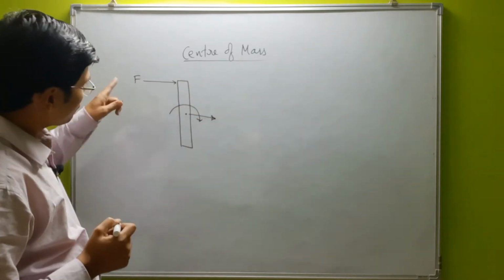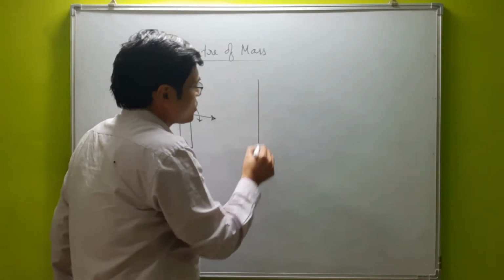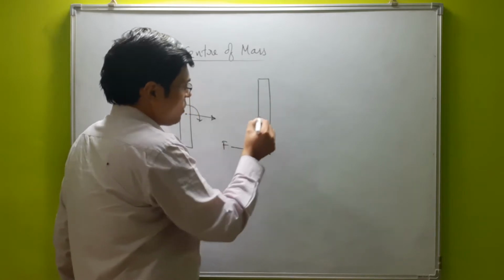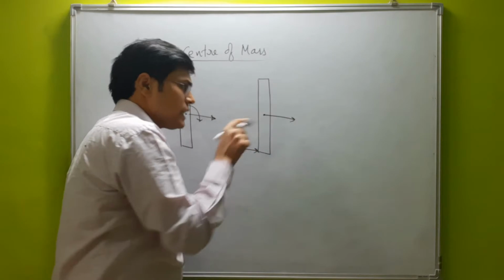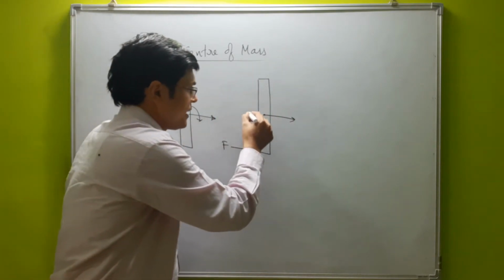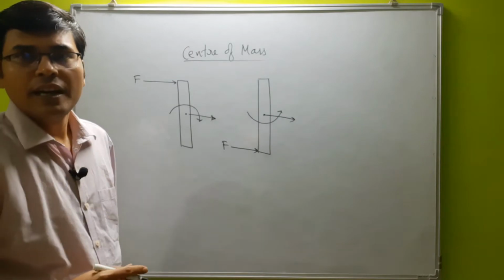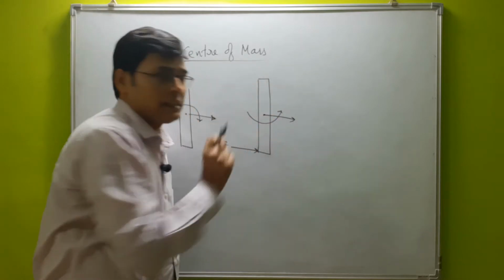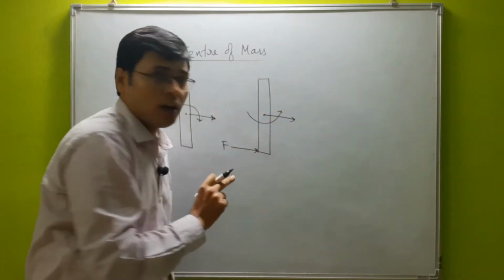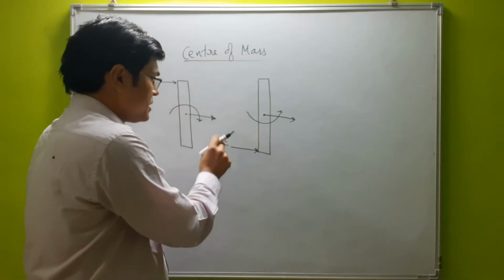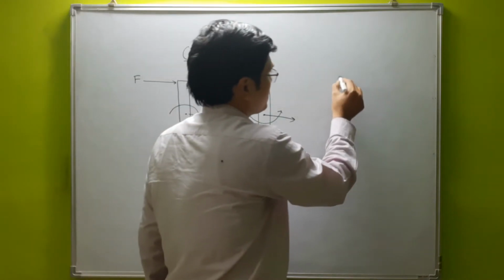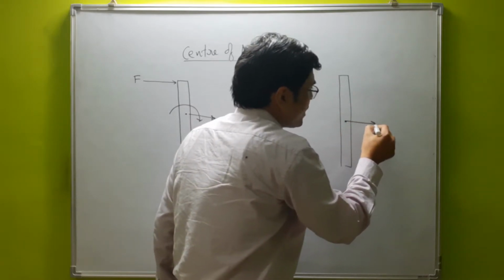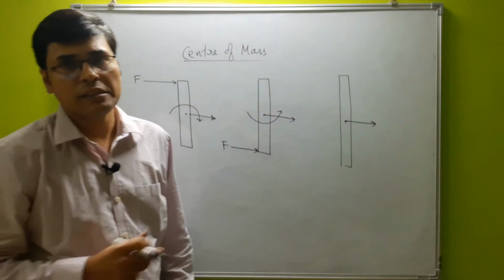If I apply the same force at the other end of the rod, now what would happen? If I apply force over here, again it will translate, but this time the rotation would be in the anti-clockwise direction, right? But if I place the same force at its geometrical center, remember that it's a uniform rod, it will definitely have only translation motion. There would be no rotation in this case.